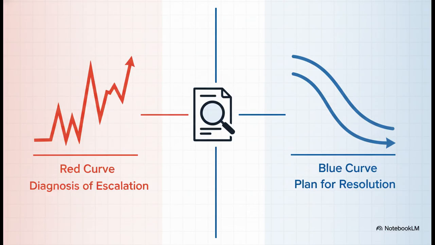You cannot properly analyze a social conflict without splitting these two parts. To really get what's going on, you have to run the analysis twice. First, you diagnose the problem by analyzing the red curve of escalation. Then, you map out the solution by analyzing the blue curve of resolution. They're two different stories, and they demand two separate analyses.